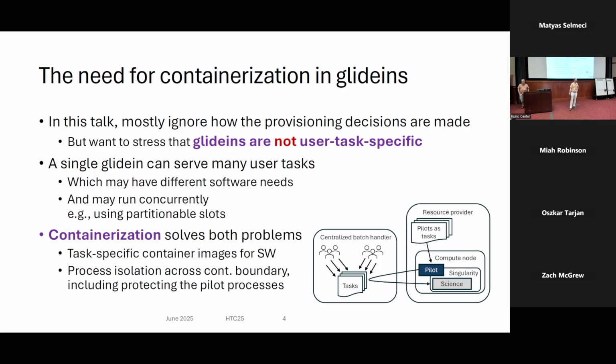Because a single glidein can serve many different user tasks, like I call them, which are different jobs, possibly belonging to different users. Each one may have completely different software needs. So you are saying, what happens if you have a glidein that has to be multi-tenant? Yes, which is all. Yeah.